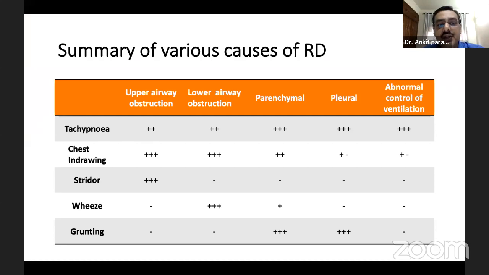In upper airway obstruction, you have more of tachypnea. You have chest indrawing, you have stridor, but no wheeze and no grunt. Lower airways have more of chest indrawing and tachypnea, no stridor, but there would be wheeze and no grunt. Parenchymal diseases have tachypnea, indrawing, no stridor, sometimes can have wheeze, especially with viral problems, and a grunt. Pleural disorders will not have any adventitious sounds, will have reduced air entry, there would be tachypnea and indrawing. So that is how we go about looking at a child.